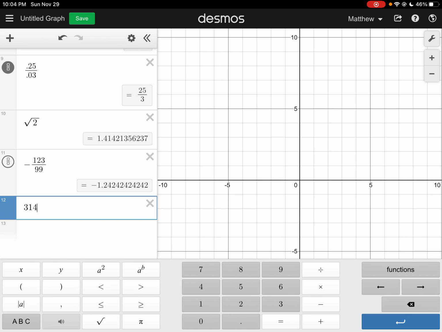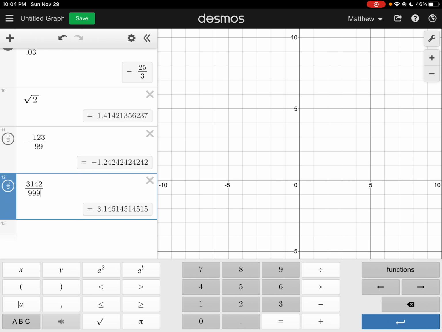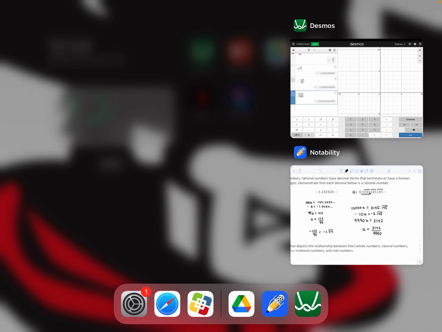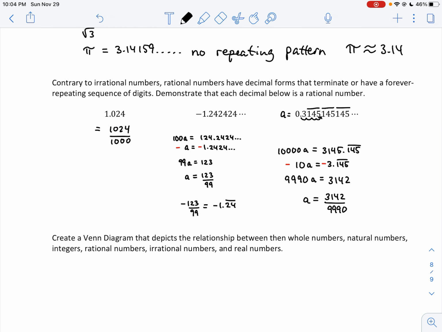Let's test that this works. 3,142 divided by 9,990. And notice the decimal we get, 0.3, and then 145, 145, 145, etc. You'll notice that the pattern looks like it breaks at the end there, but that's because Desmos is doing some rounding to the nearest digit. It's showing you a rounded expression.